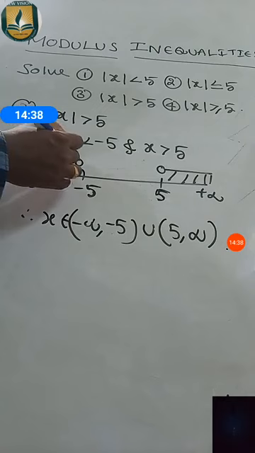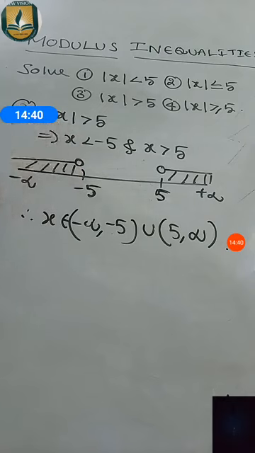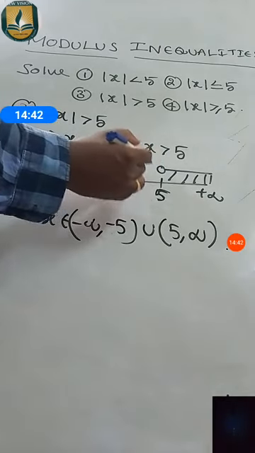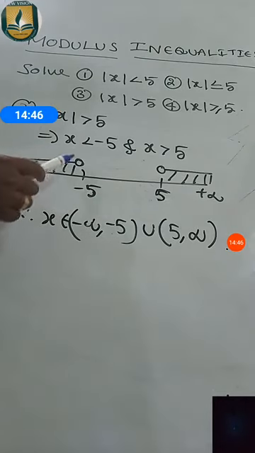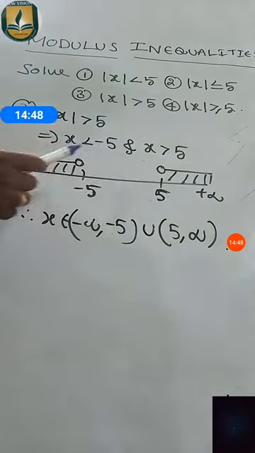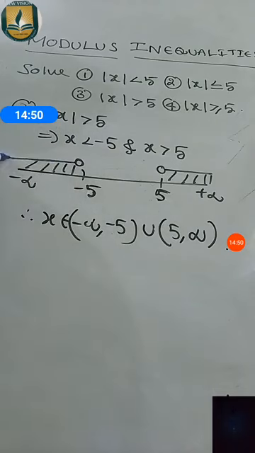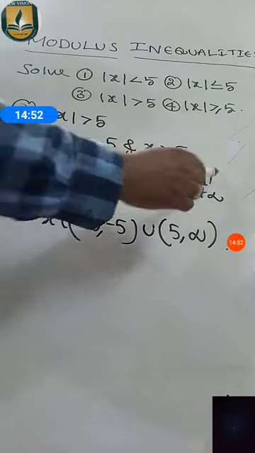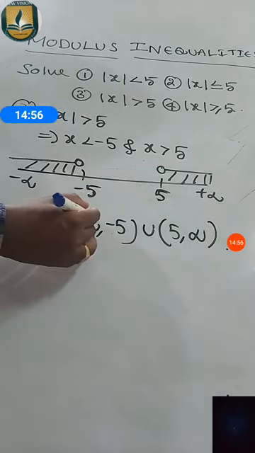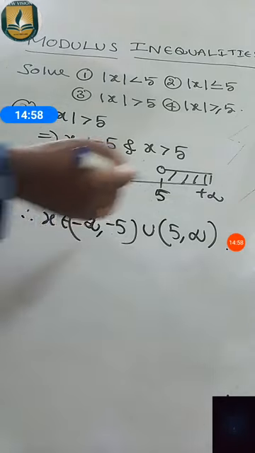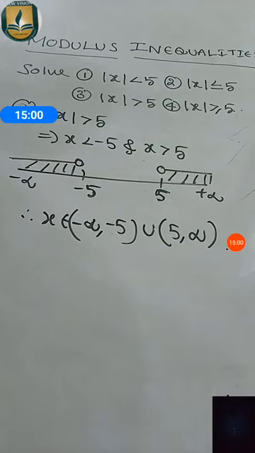And here the circle is open because it is not included. Here also the circle is open, that is not included. That's why we have minus infinity to minus 5 and 5 to infinity, because x less than minus 5 means this part and x greater than 5 means this part. Therefore x belongs to minus infinity to minus 5 union 5 to infinity. This is the solution set for the third problem.